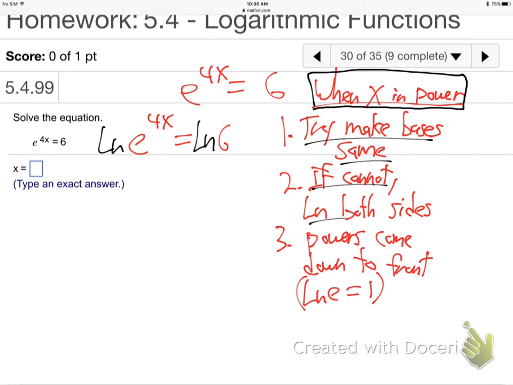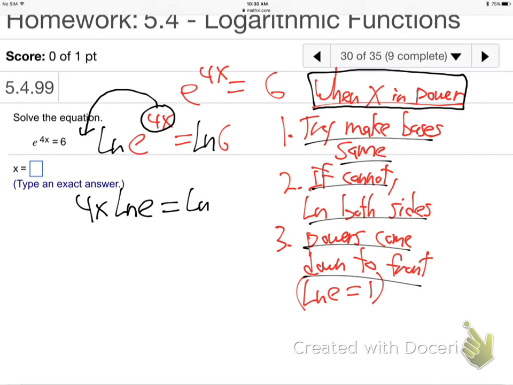But if you cannot, ln both sides and powers come down to the front. What do I mean, powers come down to the front? There's this special quality of logs, which we're really doing in 5.5, but I think it's the best way to go right now. Grab this 4x and bring it down to the front. There's a special quality of logs that says powers, you might remember that from algebra, powers come down to the front. It dethrones powers. It takes them out of the power zone and brings them down to the front like that.